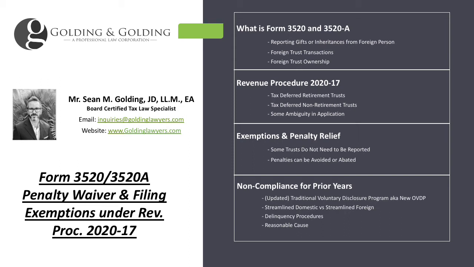Now, this new revenue procedure, Rev. Proc. 2020-17, refers to the trust aspect of these forms. It doesn't have any impact if you didn't report the form for foreign gifts. So, Revenue Procedure 2020-17 works to limit some of the duplicative reporting that occurs with a Form 3520, 3520A.